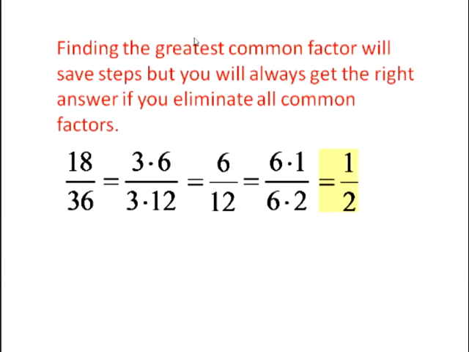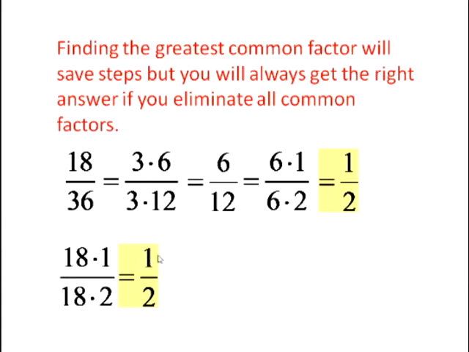What if you noticed that 36 is 18 times 2? So this is the same problem but done a different way. 18 is 18 times 1, and 36 is 18 times 2. 18 is actually the greatest common factor here. When you eliminate the 18s, you get 1/2. So this is the difference. This is why I mentioned the greatest common factor.